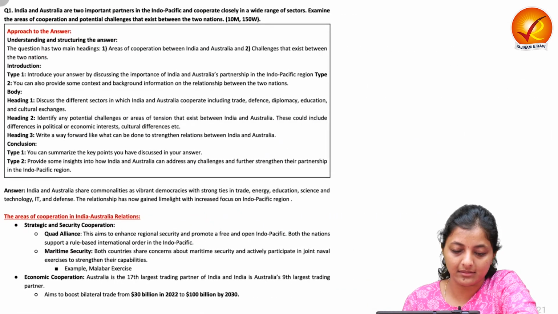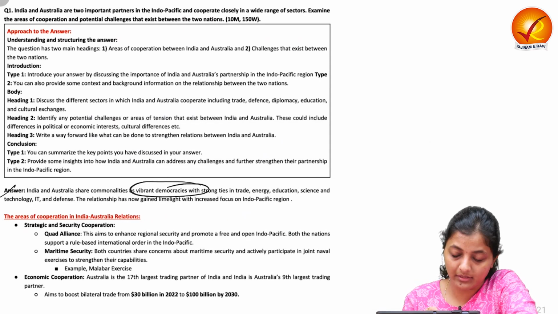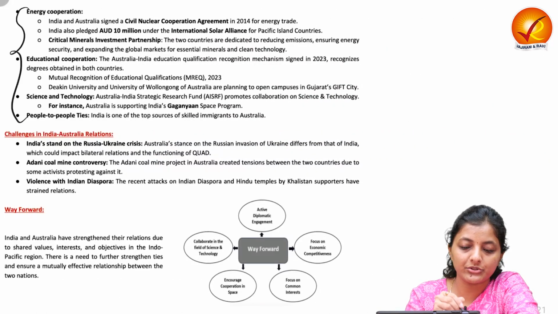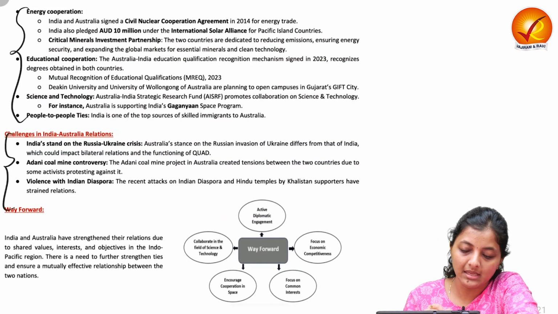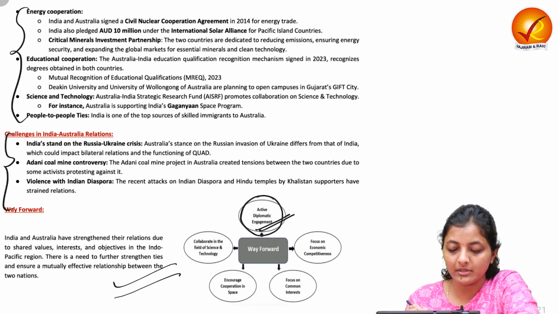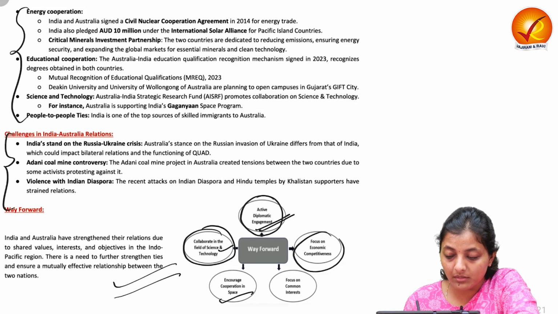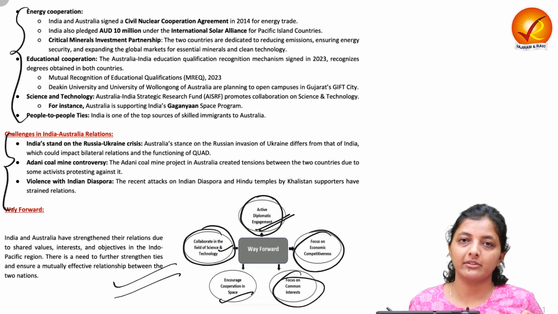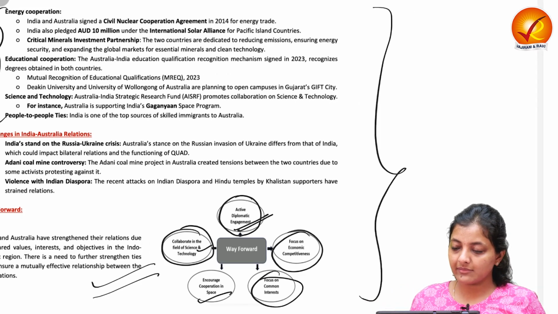Let's take a look at the model answer. Starting, India and Australia have some commonalities like vibrant democracy. Already they have strong ties in trade, energy, education, science and tech, etc. Areas of cooperation: we have economic cooperation, strategic cooperation, energy, education, science and tech, and people to people. There are some challenges. Then we come to the way forward, that we should get into more active diplomatic engagement. We should collaborate more in science and tech, in space. We should be enhancing our economic competitiveness and we should focus on the common interest of each other's country. So this was our first question.